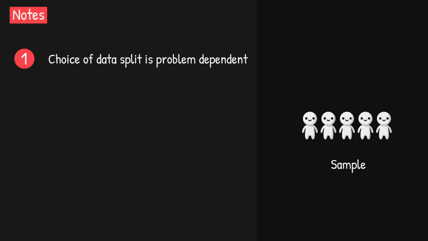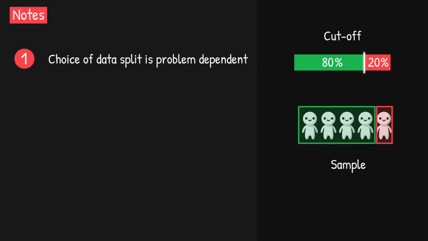The choice of the sample split is usually problem dependent, but oftentimes we use the 80-20 cutoff, meaning we train on 80%, then test on 20%. This notion will change once we get to cross-validation, so bear with me.